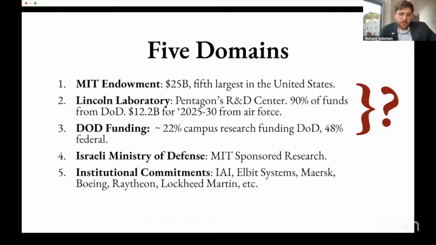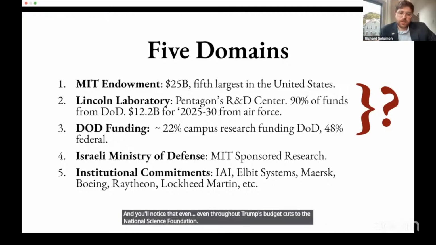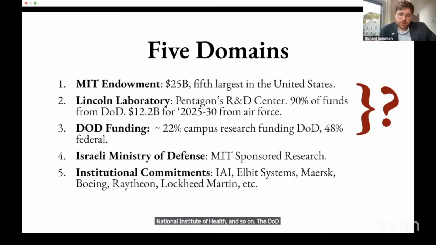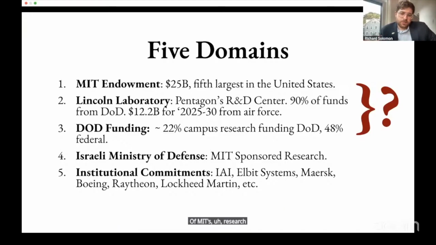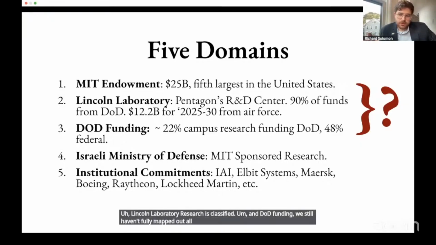In addition, about one fifth of campus research funding comes from the Department of Defense, and if you count all the federal sources, that's about half. You'll notice that even throughout Trump's budget cuts to the National Science Foundation, National Institutes of Health, and so on, the DoD funding has stayed relatively the same, and it's going to occupy a larger share of MIT's research funding flows in the future. Now, these three sources are kind of black boxes to us. We don't know the endowment. It's dynamically managed. They don't give us any access to the portfolio. Lincoln Laboratory research is classified, and DoD funding, we still haven't fully mapped out all those lines of complicity.